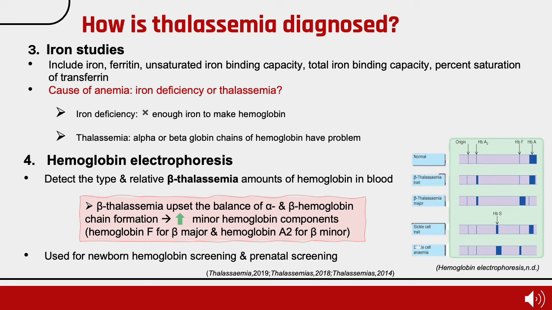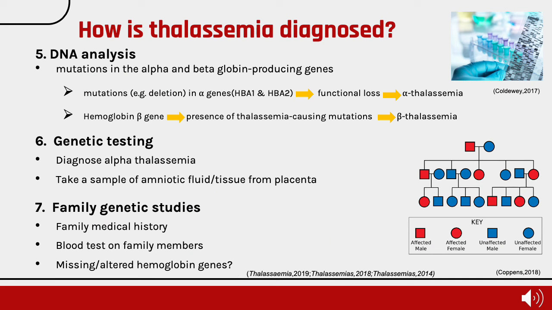The third method is iron studies, which can indicate whether the cause of anemia is iron deficiency or thalassemia. Hemoglobin electrophoresis can also diagnose beta thalassemia and can be used for newborn hemoglobin screening and prenatal screening.